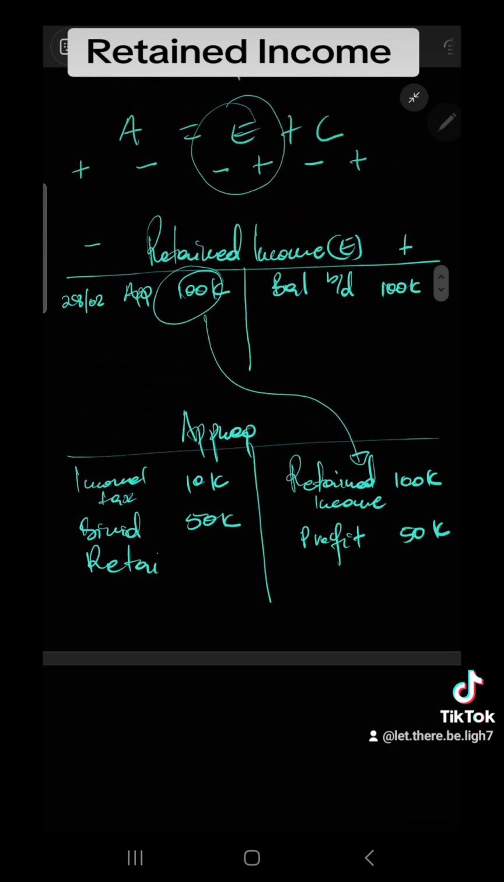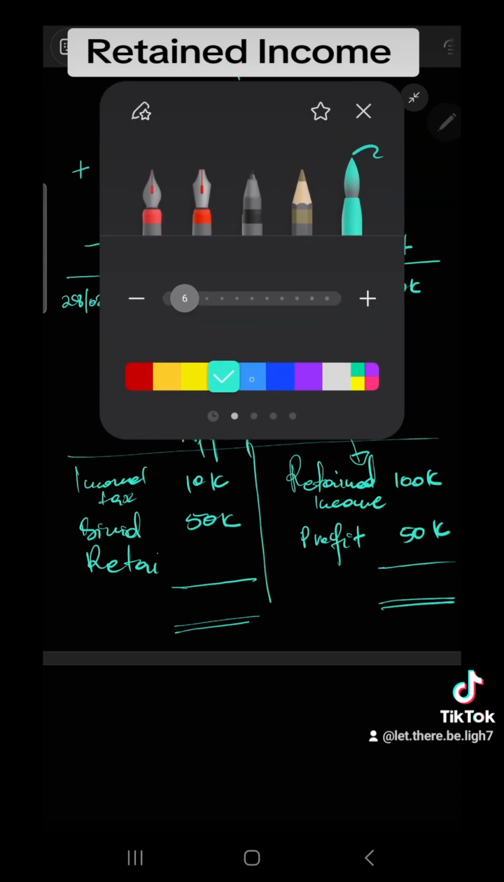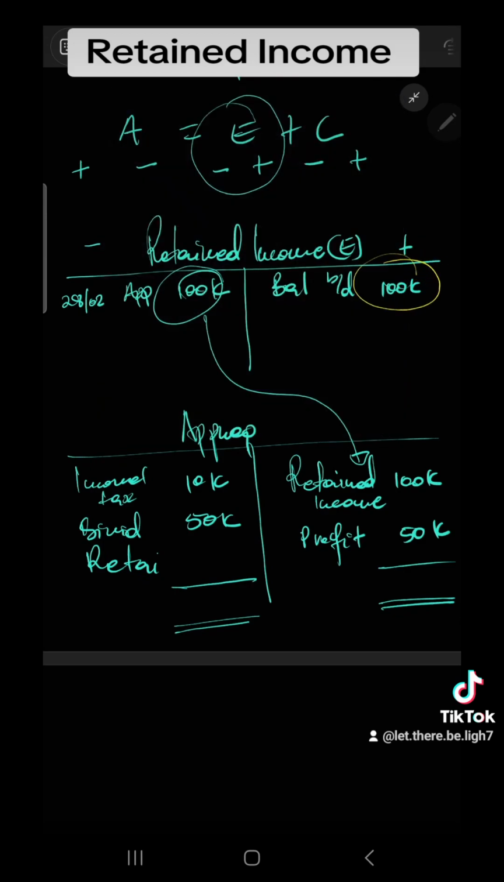We are still going to do the retained income account in detail, but what I wanted you to understand is that the retained income account is an equity account which increases on the credit side and decreases on the debit side. At the end of the year, the balance of the retained income account is transferred to the appropriation account, where it's added with the current profit. And then after adding them, of course, here you have 150k, and here it's going to be 150k as well.